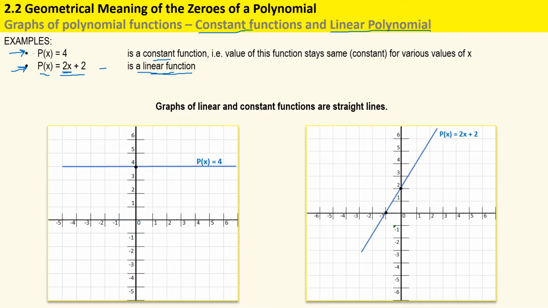The graph of p(x) = 4 is plotted in this diagram, and we see that this is a horizontal straight line which cuts the y-axis at the point 4. So when y is equal to 4, this is the intersection which is happening, and it's a horizontal line. Similarly, the plot of 2x + 2 is a straight line, but it's not a horizontal line. This line has a slope and it intersects the x-axis at a point, here in this case it is -1. So we can say that the graphs of linear and constant functions are straight lines.